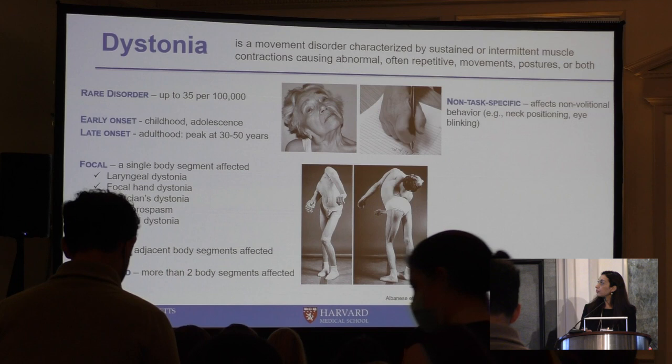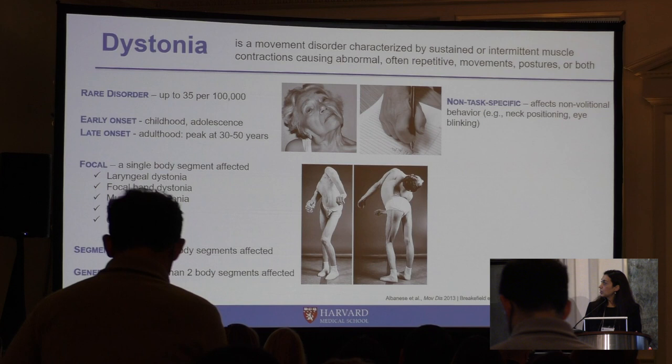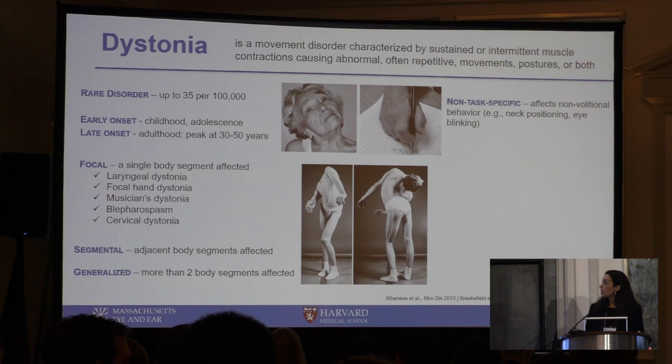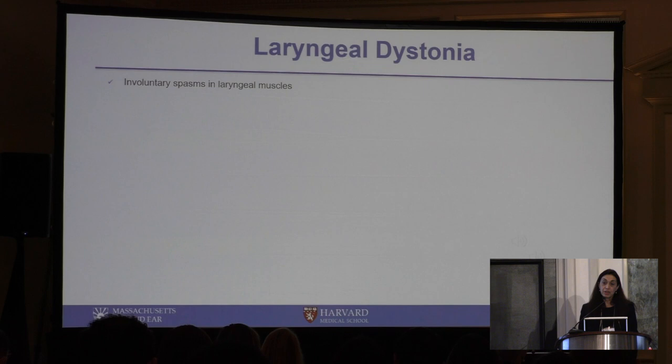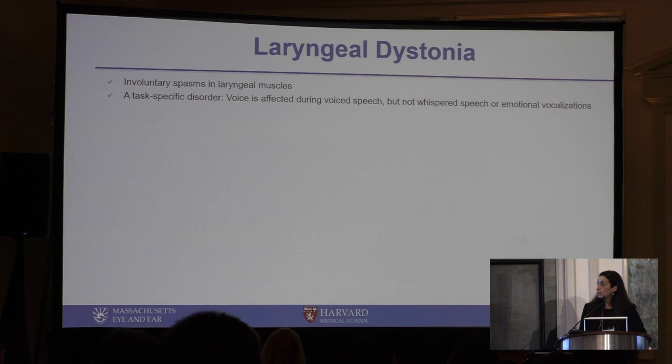Another definition of dystonia divides them into non-task specific, that affect non-volitional behavior such as neck positioning and eye blinking, and task-specific, that affects highly learned behavior such as speech production, laryngeal dystonia, writing, the writer's cramp, or playing a musical instrument, musician dystonia. So, laryngeal dystonia involves involuntary spasms in laryngeal muscles. It is a task-specific disorder, meaning that voice is affected during speech, voice-speech predominantly, but not during whispered speech or emotional vocalizations such as laughter or crying.